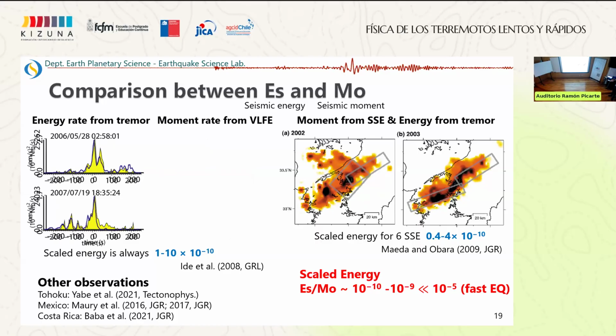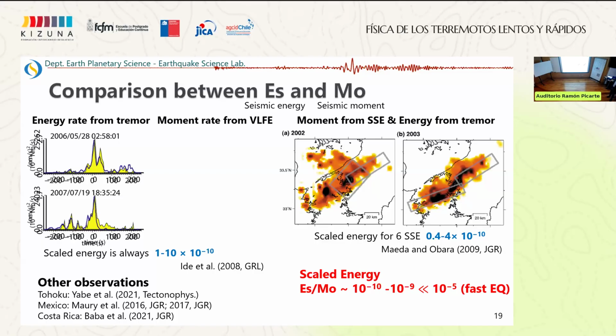We can also determine seismic energy from slow slip events using geodetic measurement and seismic measurement. Another group of people measured scaled energy for slow slip events, and it is also 10 to the minus 10. So always 10 to the minus 10. This is a kind of efficiency as a seismic wave radiation phenomenon.